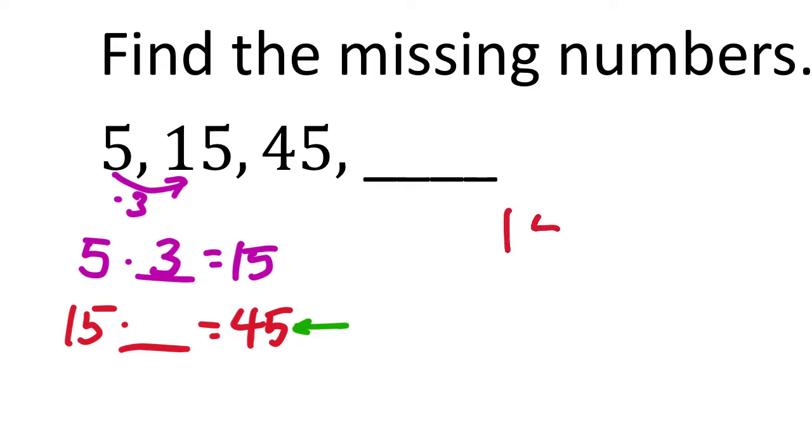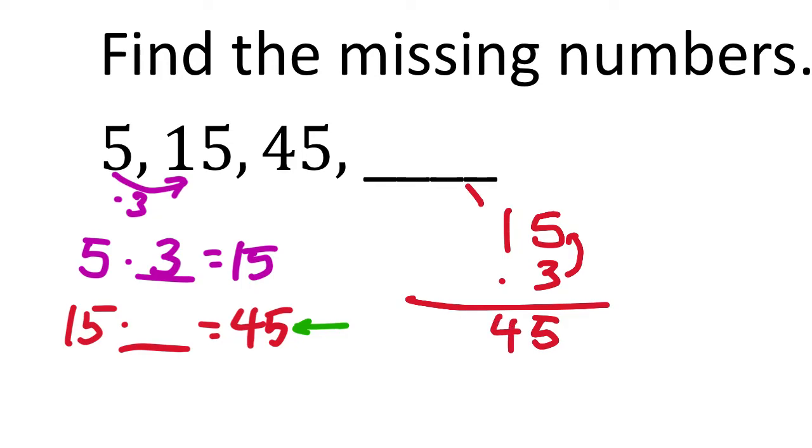So yeah, what do we get when we multiply 15 by 3? 3 times 5 is 15. Carry the 1. 3 times 1 is 3, plus the 1 we carried over makes 45. So 15 times 3 is 45. Which means that if I multiply 45 by 3, I should get this last number. So let's go ahead and do that.